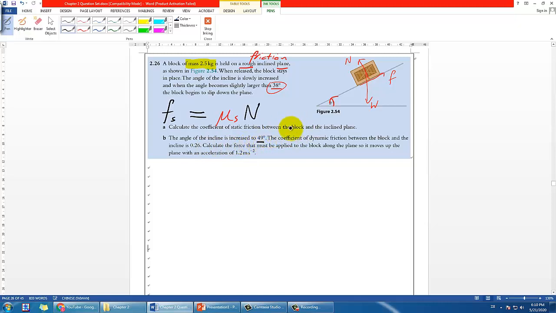So it said it increased the angle to a much larger angle, so for sure the box would now slide down, and therefore this is the dynamic friction coefficient, so this will be mu d. And then it asks you to calculate the force that must be applied to the block along the plane, so it moves up instead, with the plane with an acceleration of 1.2.